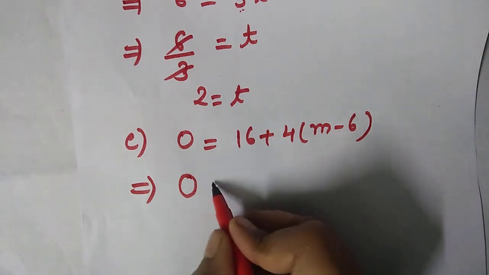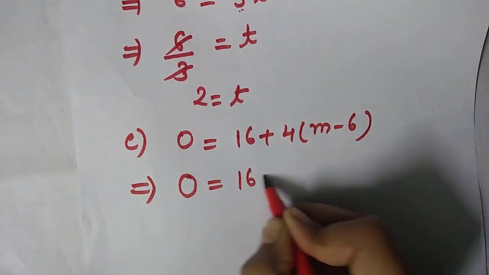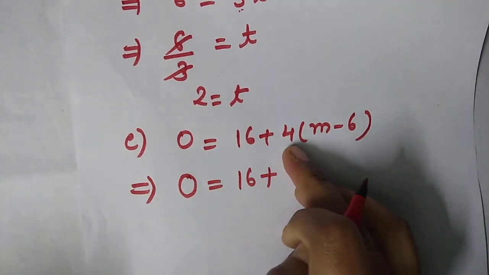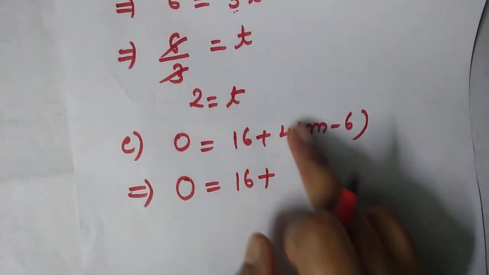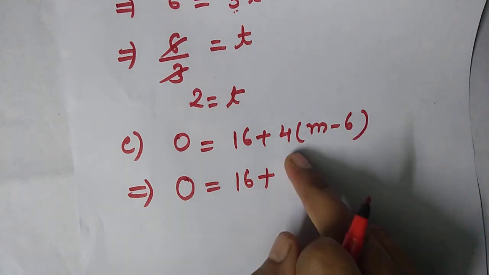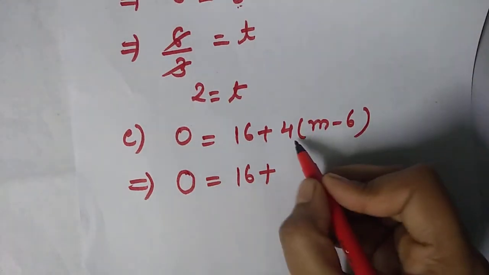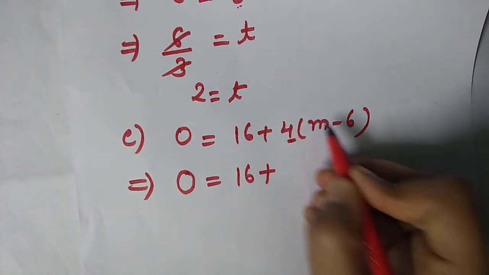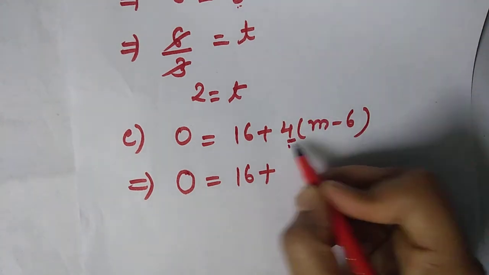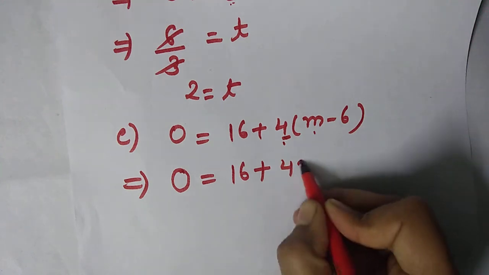And this is equal to 16 plus this 4, only this 4 is in multiplication with the terms given in the bracket. Okay, so how will you solve this? This 4, that is plus 4, is multiplied with m first. So if you multiply 4 with m, it will be 4m.